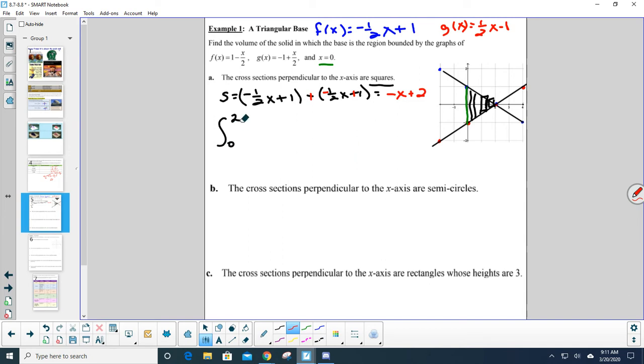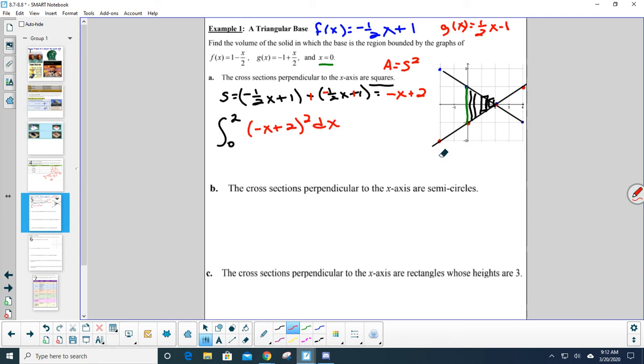Okay. So now our shape is a side. And we know the area of our shape is a side. Our shape is a square, and we know the area of a square is side squared. So I'm going to say the integral of negative x plus 2 quantity squared dx. And this is what I'm going to antiderive.